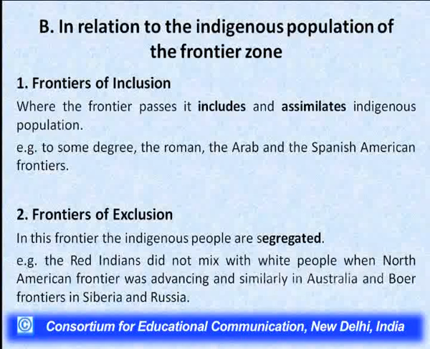The second one is frontiers of exclusion, where the frontier excludes the indigenous population and segregates the indigenous population of that particular region. Like we can see the example of the Red Indians in Northern America, who have been segregated. This is the best example of the frontiers of exclusion.